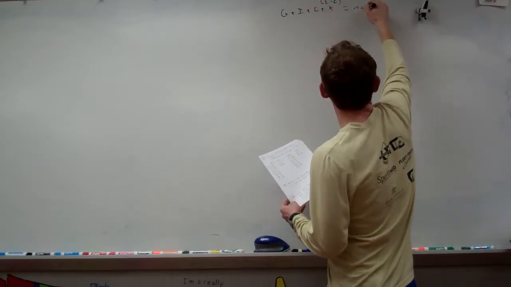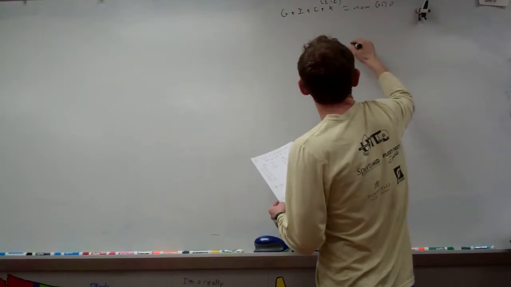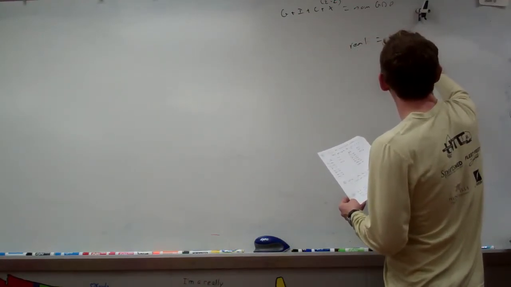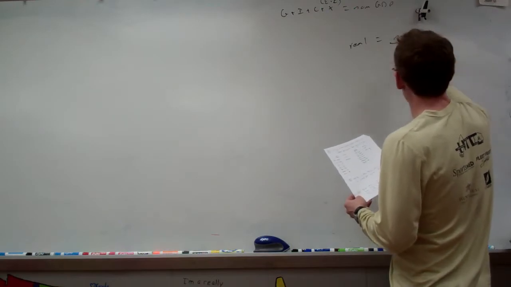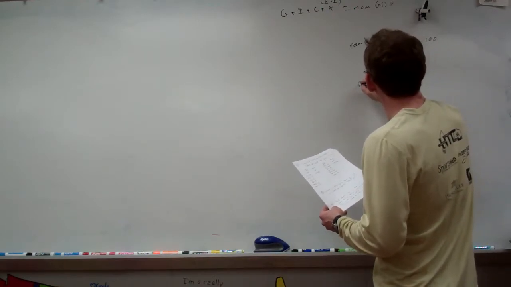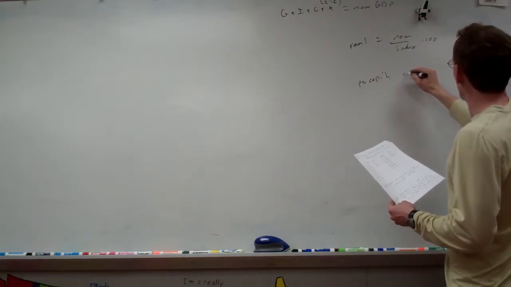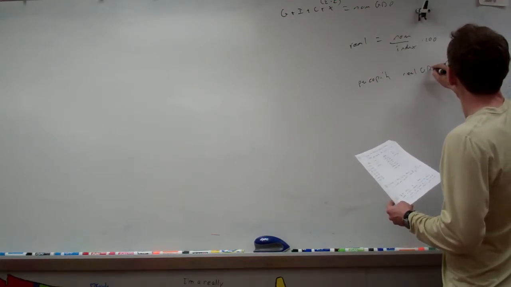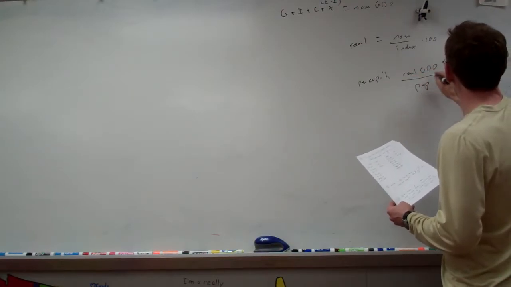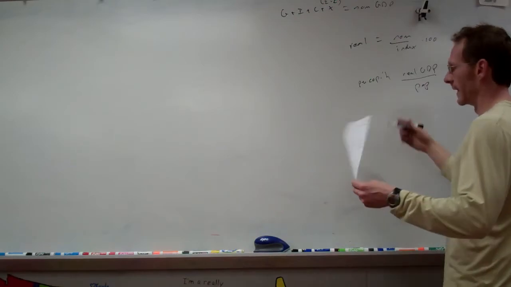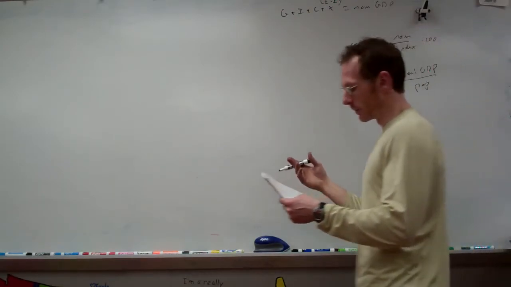That equals the nominal GDP. Real GDP equals nominal over the price index times 100, and then to find the per capita, you just take the real GDP over the population, right? And that's it.